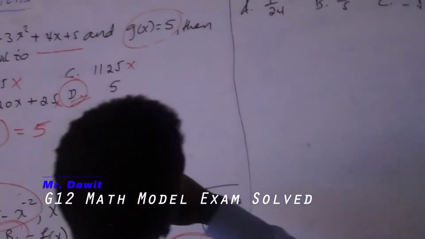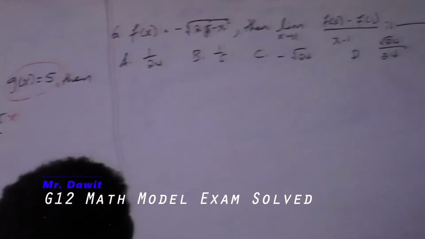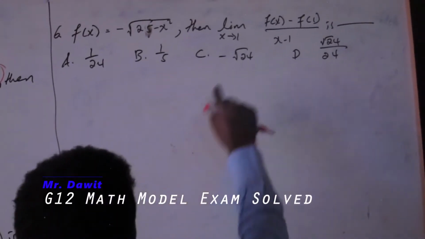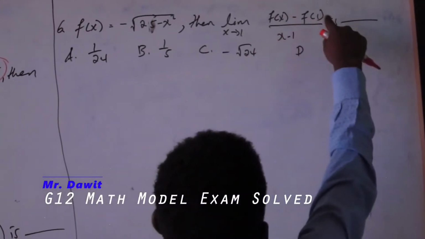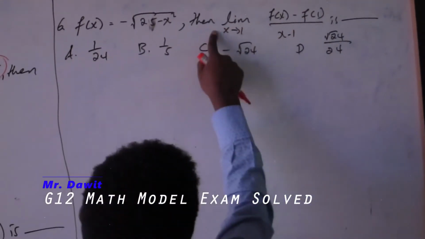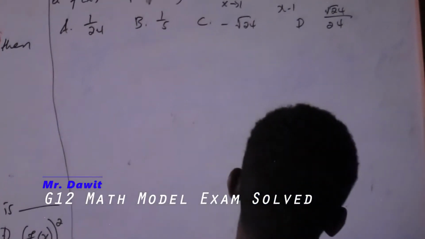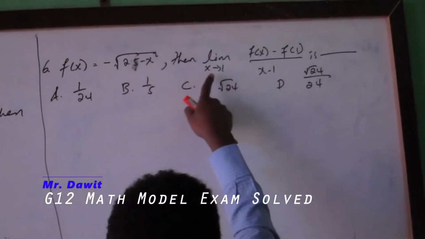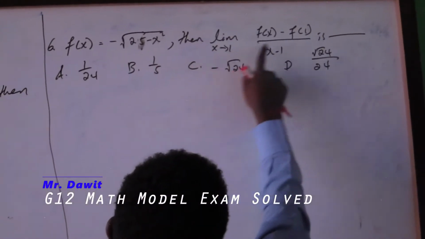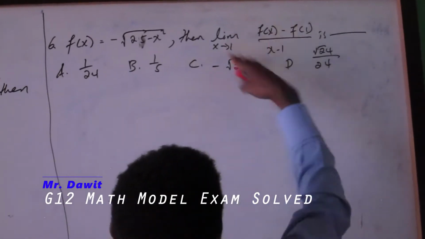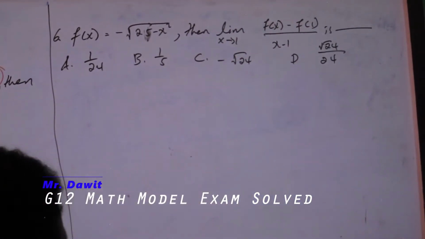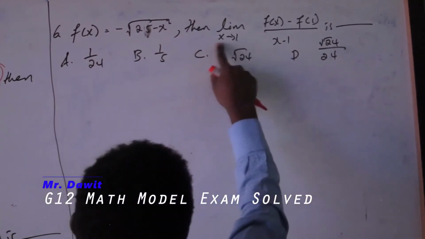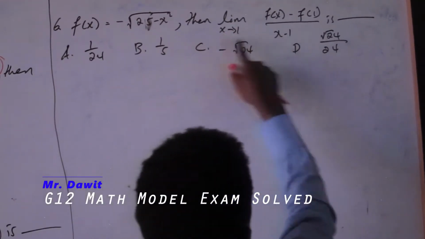When we count the sixth one, f of x is equal to the negative of the square root of 25 minus x squared, and then we need to find the limit of f of x minus f of 1 over x minus 1 as x tends to what? 1. Yes, as x tends to 1. But don't forget that when you substitute the value of x by 1, it becomes a number over 0. This is out of the domain, which is out of the rules of mathematics. So it is impossible to substitute directly.